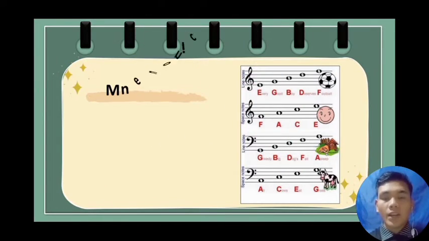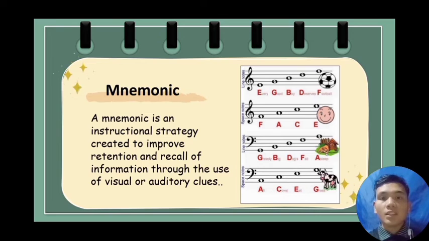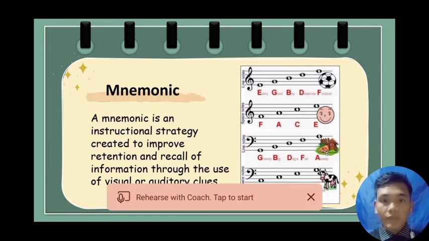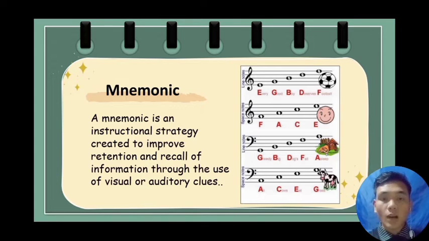First is mnemonics. A mnemonic is an instructional strategy created to improve retention and recall of information through the use of visual or auditory clues. These clues improve students' ability to make connections between their existing knowledge and new information. There are a lot of popular mnemonic terms in different subjects in elementary. Example, in arts we have Roy G. Biv, which represents the color sequence in a rainbow.